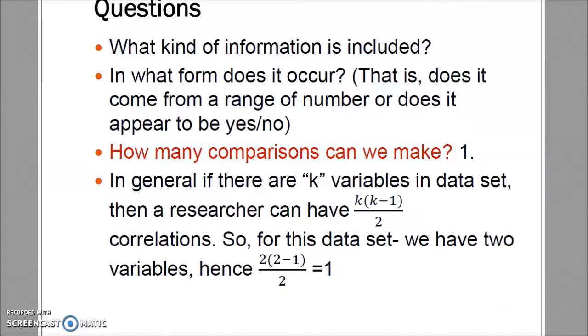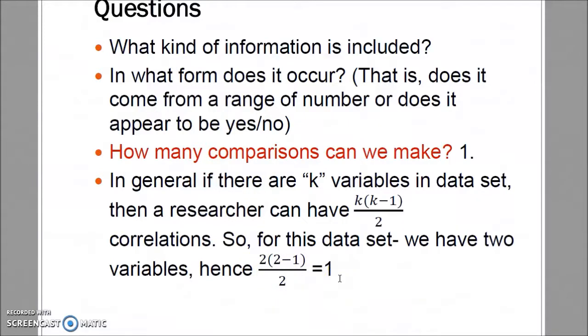How many comparisons can we make? This is an important question. It is there in your assignment also. If it has two variables, like I have the income and the years of experience, I will use this formula to find out how many correlations I can do. So two variables is 2 times (2 minus 1) divided by 2, which is 1.